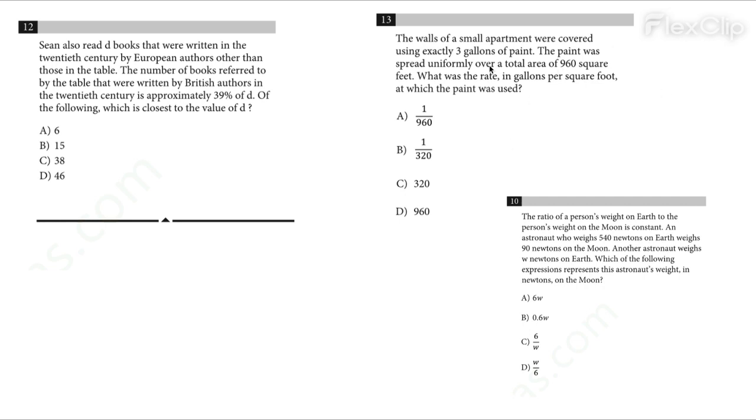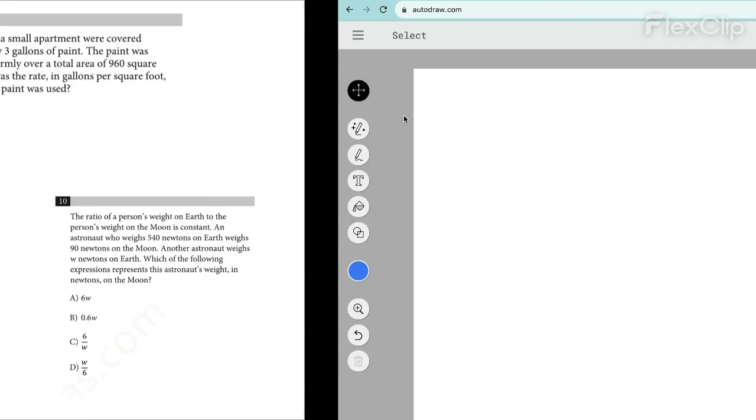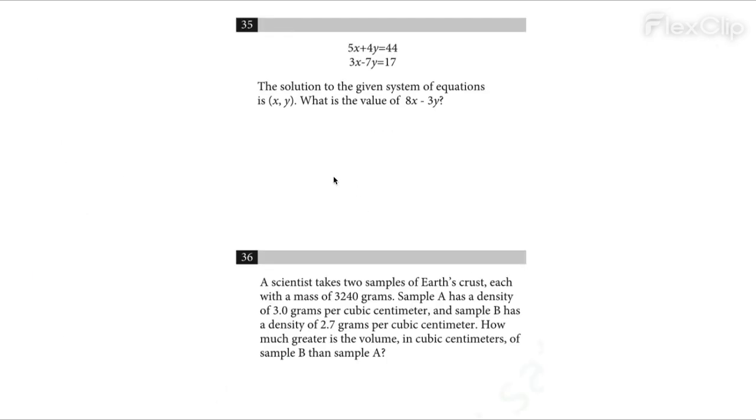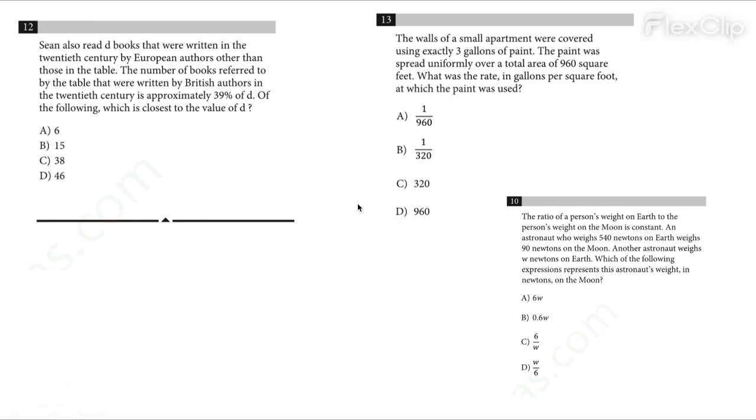Okay, so it's saying that a wall was covered with exactly 3 gallons of paint, and the paint was spread across an area of 960 square feet. So in gallons per square foot, it's asking you which rate was it used. Sorry, did not mean to do that. Let's go back.